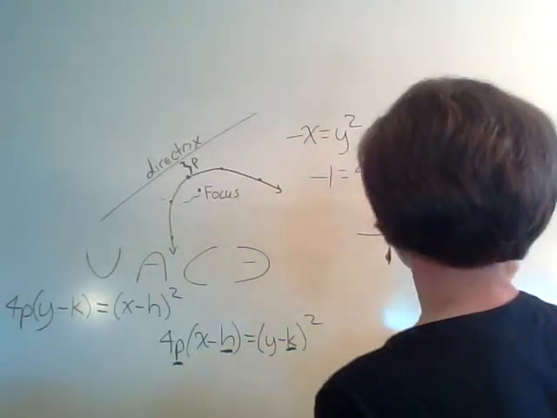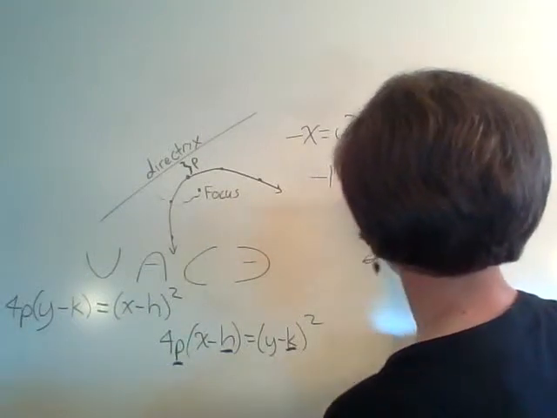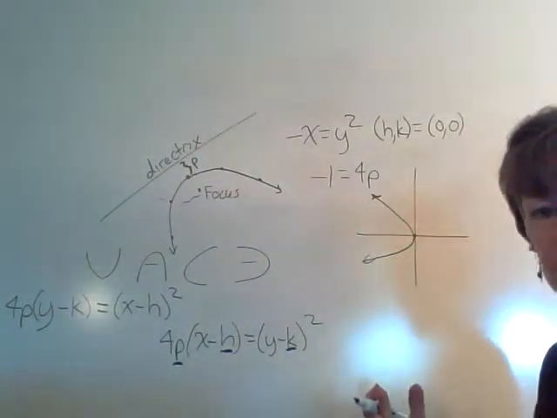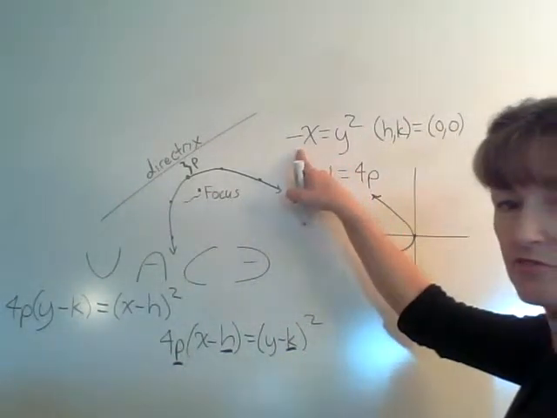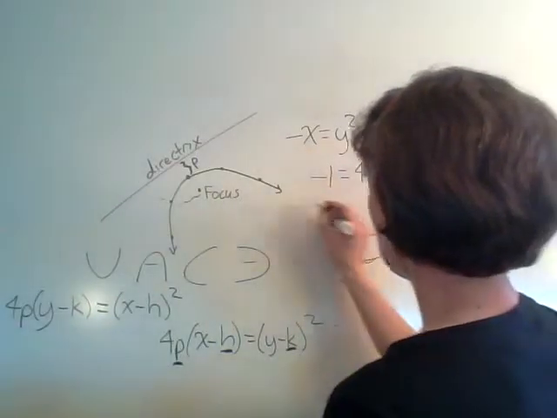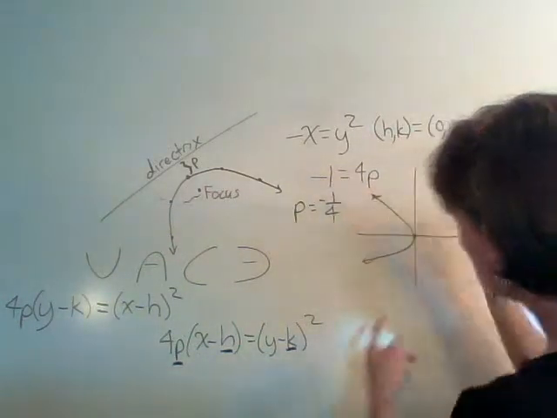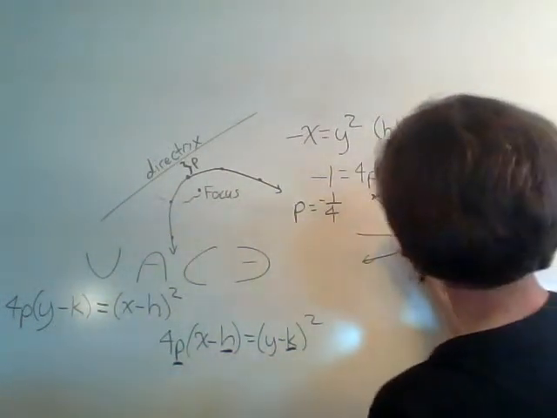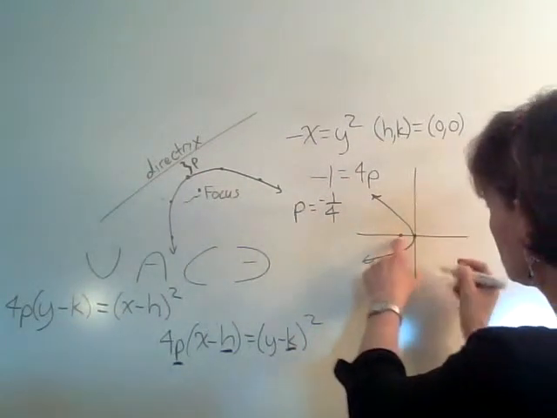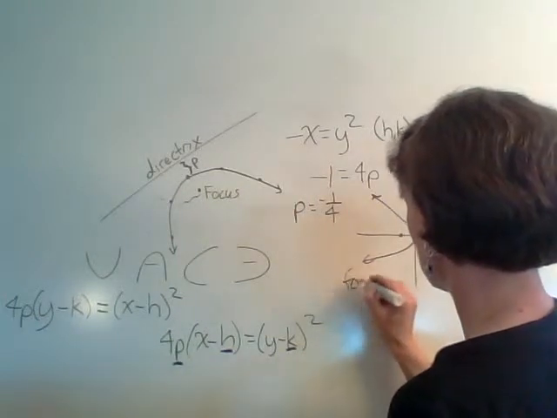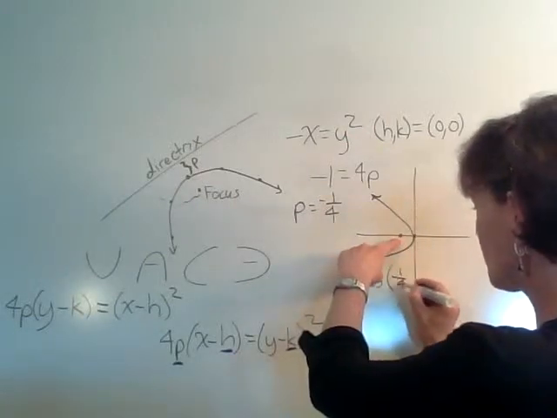So here's a brief sketch. Vertex is 0, 0. I open to the left, so my parabola is going to look like that. Let's find the focus and the directrix, because that's a little more information about my parabola. Well, negative 1, the negative number sitting in front of x, is 4p. It's equal to 4p, so p is equal to negative 1/4. That means that my focus is 1/4 of a unit inside my parabola. And since I'm starting at 0, 0, that means this point must be negative 1/4, 0.